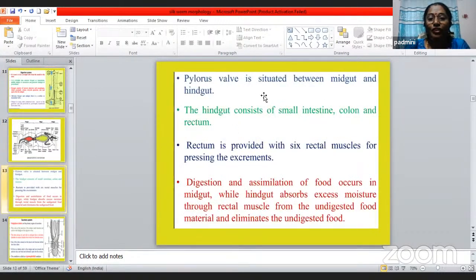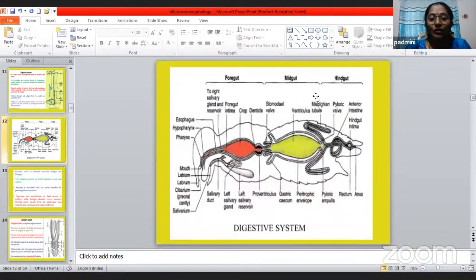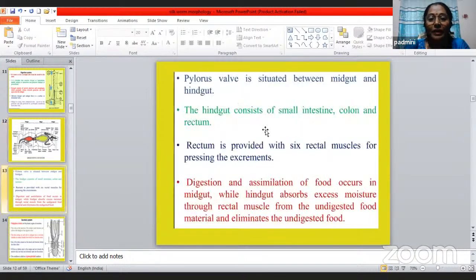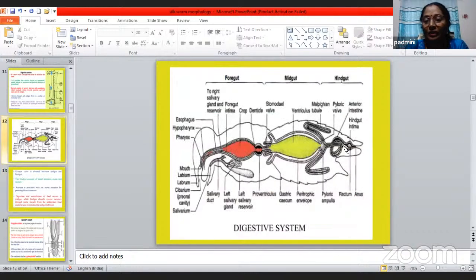So the pylorus valve is situated between the midgut and the hindgut. So there is a pylorus, the midgut, and the hindgut. Here you have a pylorus or a pyloric valve. The hindgut consists of a small intestine, colon, and rectum. And the rectum is provided with the rectal muscles. So here is the rectum over here.